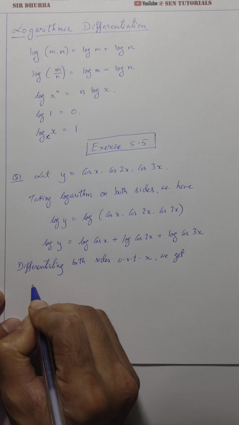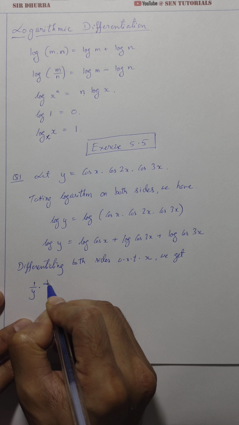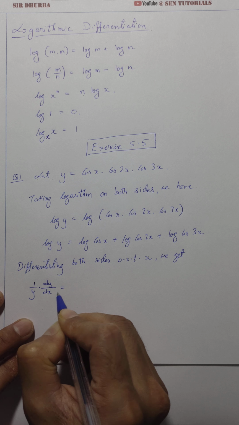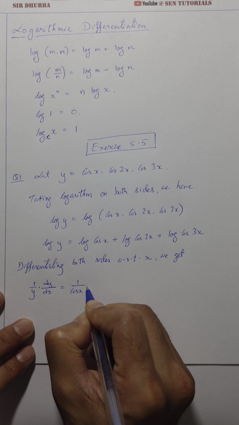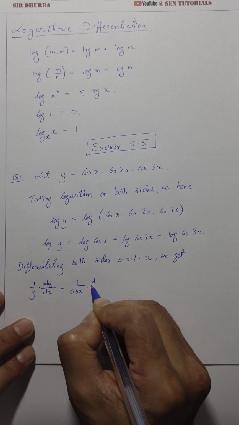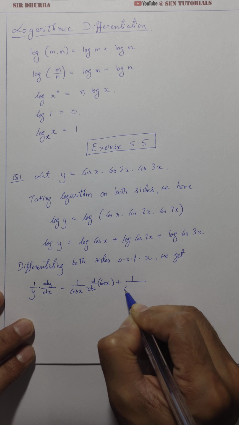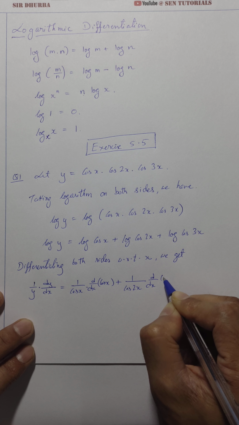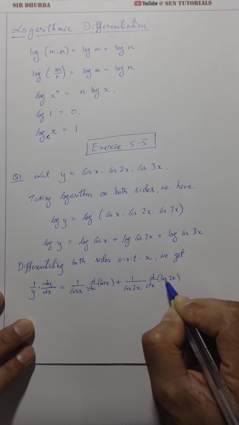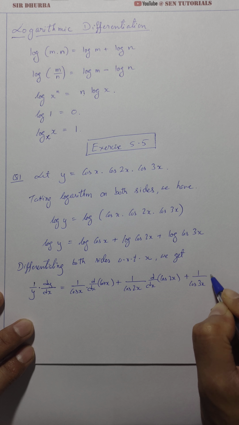Differentiation of log of y would be 1 by y. You remember implicit functions? Yes, do not forget. So dy by dx. Differentiation of log of cos x would be 1 by cos x. For this question, let me just write down the chain rule again. Differentiation of cos x, 1 by cos 2x, differentiation of cos 2x, plus 1 by cos of 3x.